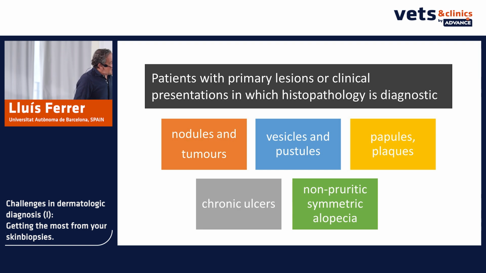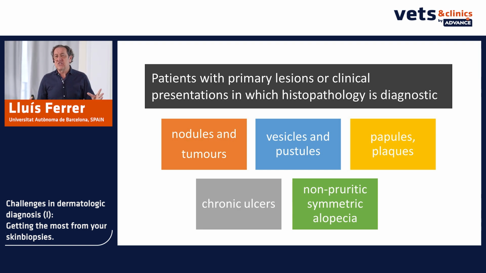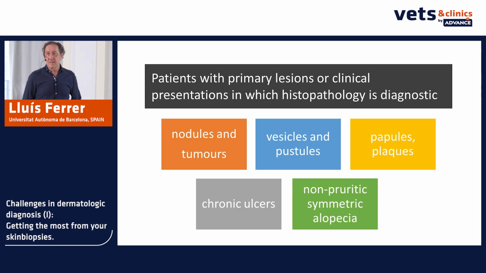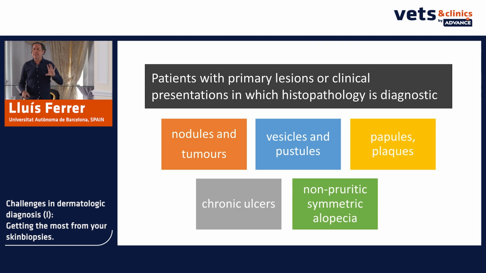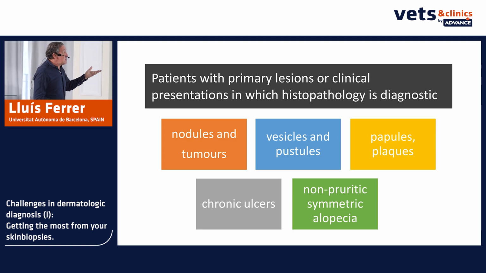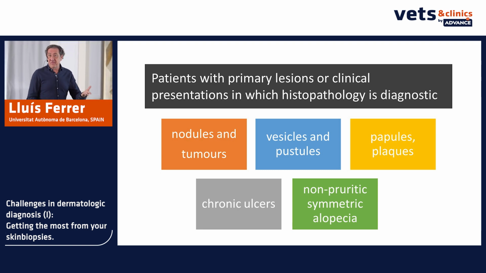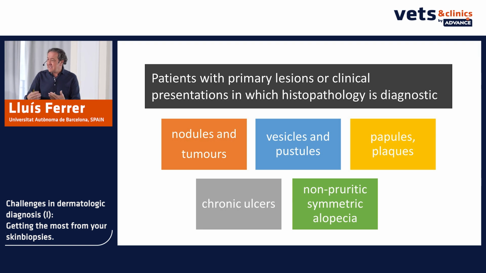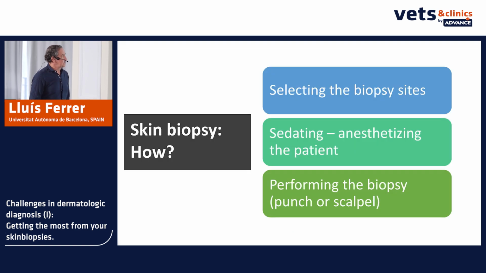So if we make a very simple classification of cases where you have to consider a biopsy, these 5 situations are the typical ones: nodules and tumors, vesicles and pustules, papules and plaques, chronic ulcers, and non-pruritic symmetric alopecia. In these situations, usually the biopsy helps you. Maybe you can begin in some of them doing other things. Of course, we can begin with cytology in some cases. But at the end, the biopsy will be the definitive diagnostic tool in these conditions.